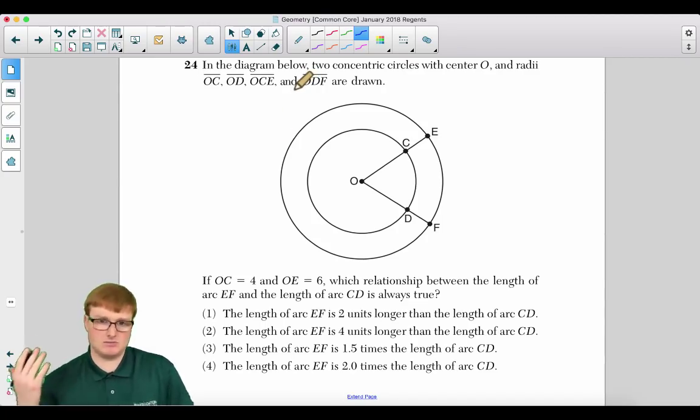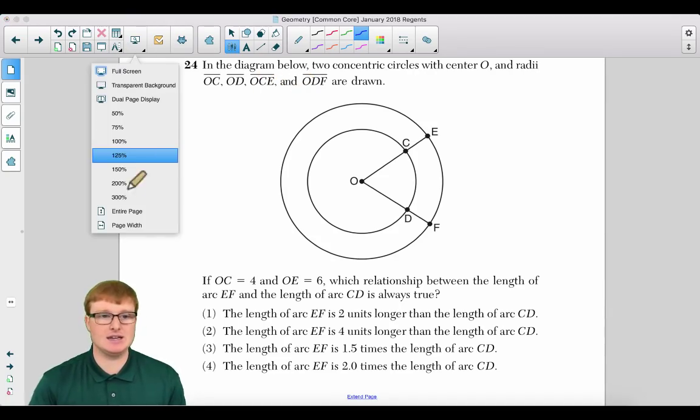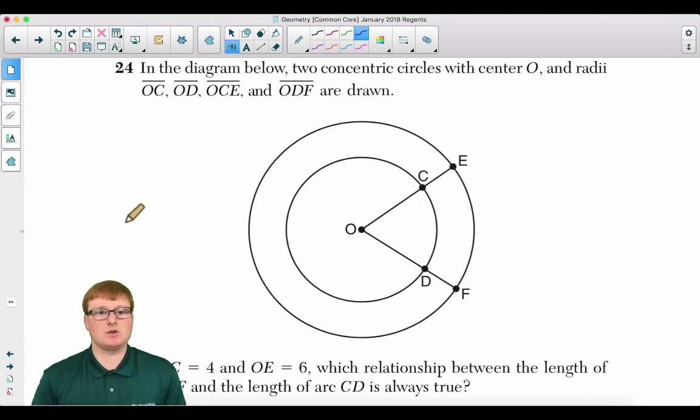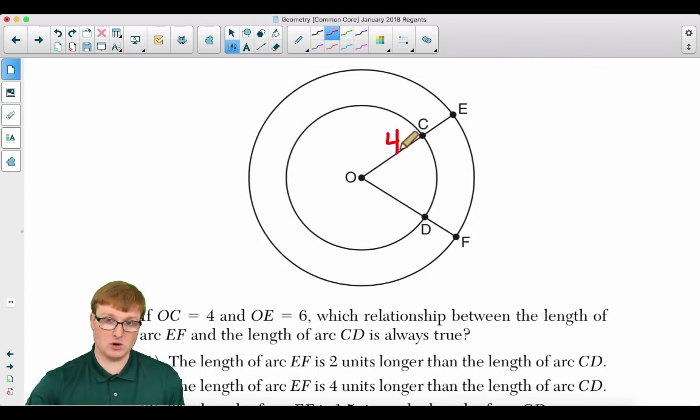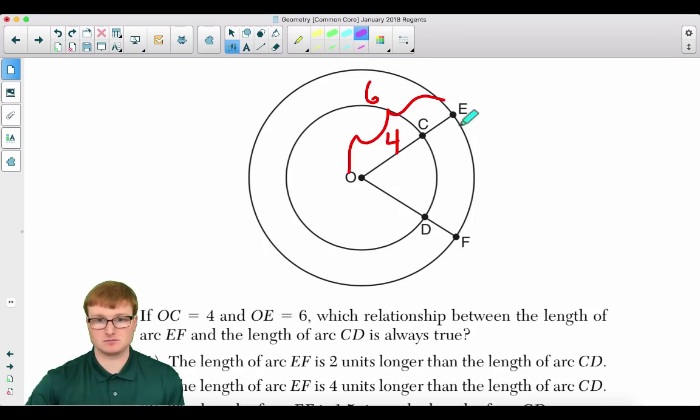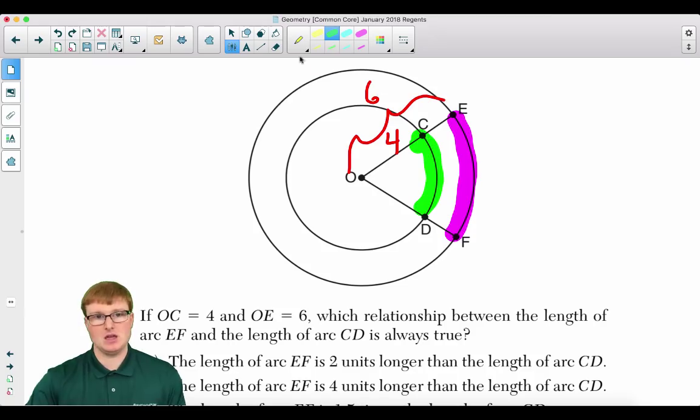I hate explaining this question because it is quite challenging to explain in English. Question 24 says, in the diagram below, 2 concentric circles, meaning that they're circles drawn from the same center point, with center O. And radii OC, OD, OCE, and ODF are drawn. If OC is 4, so we're going to label this real quick. OC is 4, OE, the whole thing, is 6. Which relationship between the length of arc EF and arc CD is always true?